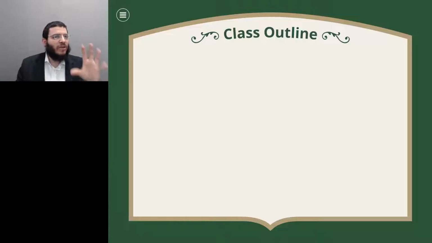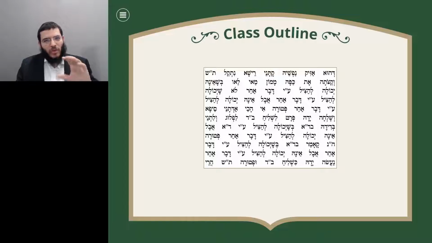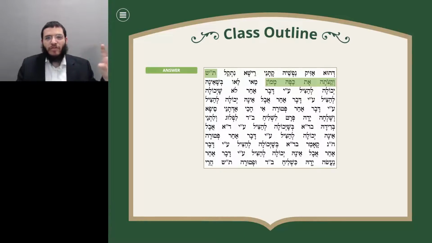Now the class outline itself has a number of features. Number one, it simply shows the student which section of Gemara is going to be learned in that class. So we have over here the section of Gemara that's being learned. Number two, it now divides this section into the parts that it consists of. So it breaks it down and defines each section.